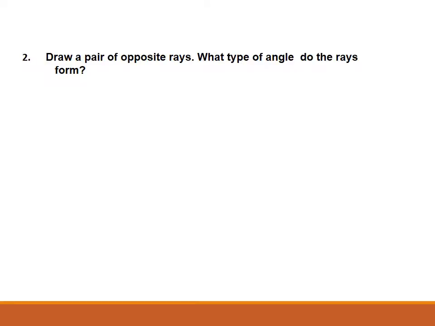Now, I need you to draw a pair of opposite rays. Remember, the initial point is the point that's between, and it forms a straight line. What type of angle do the rays form? Not a straight line, that's not an angle. Tell me what you think the name is. Take a few moments if you need to. Stop the slide.